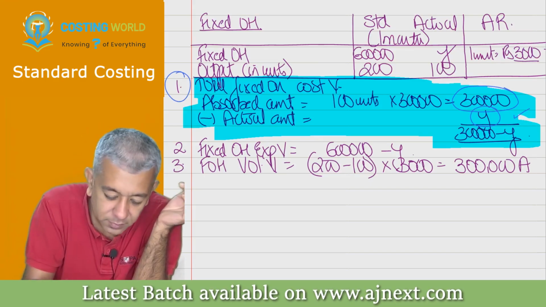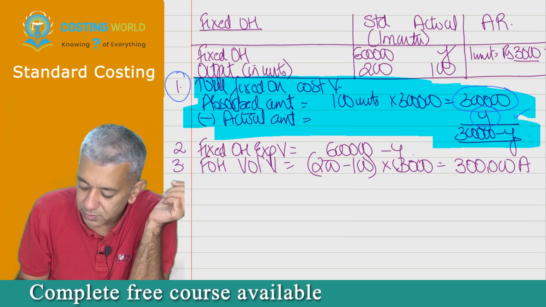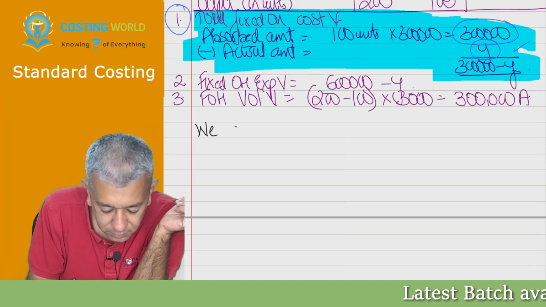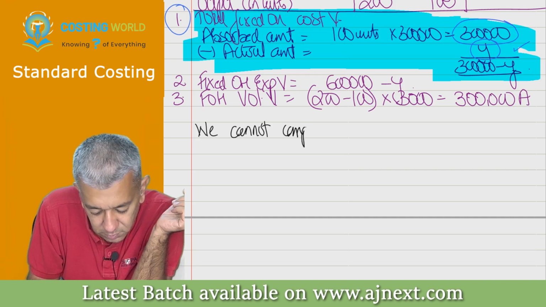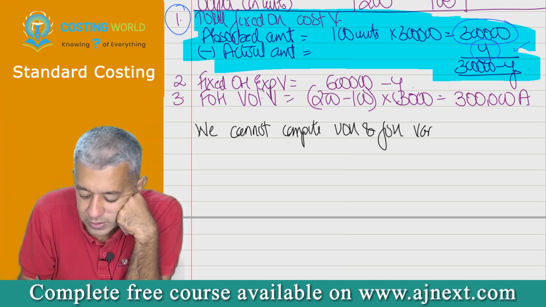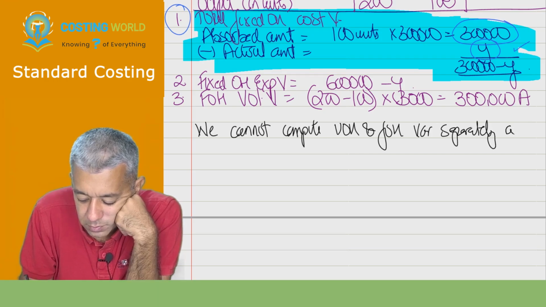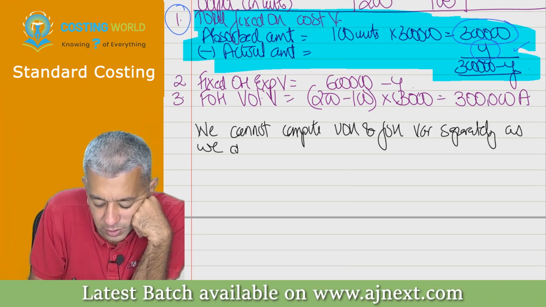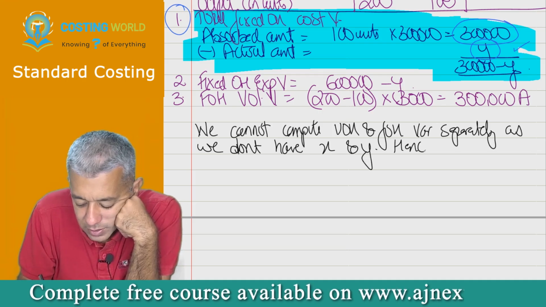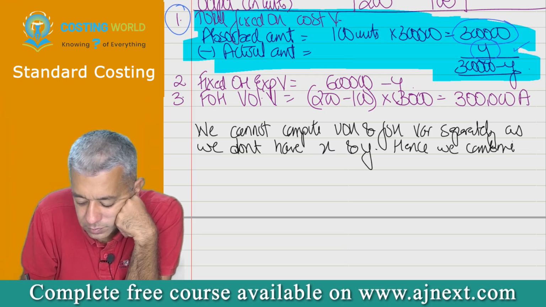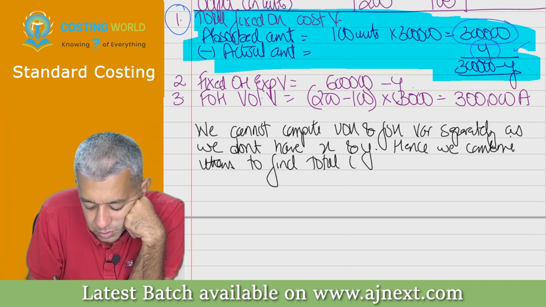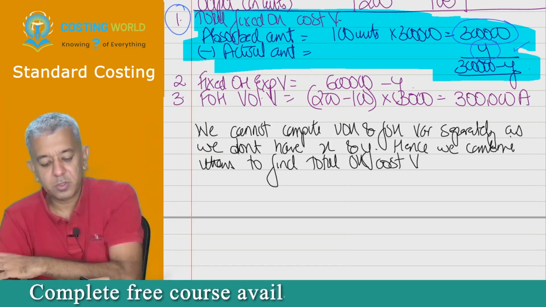You all write down. We cannot compute VOH and FOH variances separately as we don't have X and Y. Hence, we combine them to find total overhead cost variance.